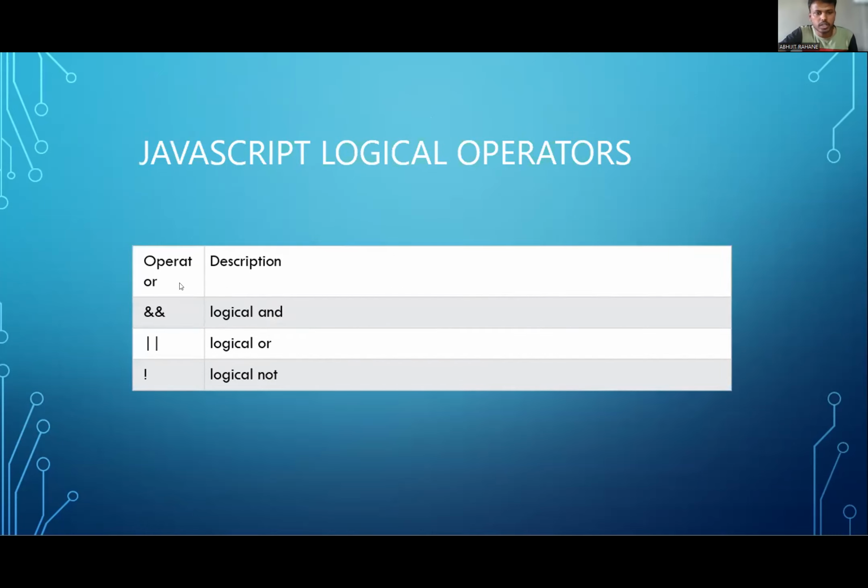JavaScript logical operators. In JavaScript, there are 3 types of logical operators. First is logical and, logical or, and logical not. We have to use these to check conditions in if or else statements, or anywhere we can use these operators.